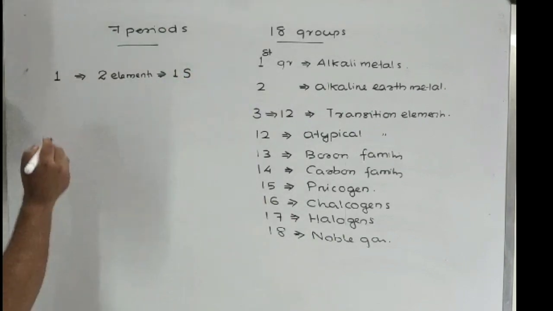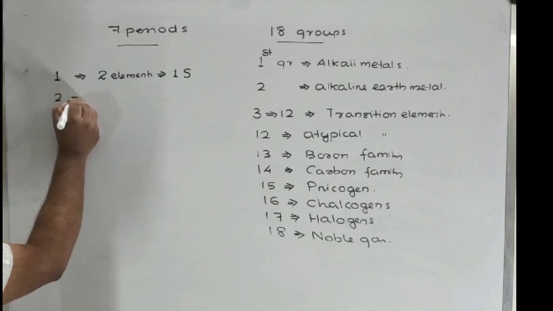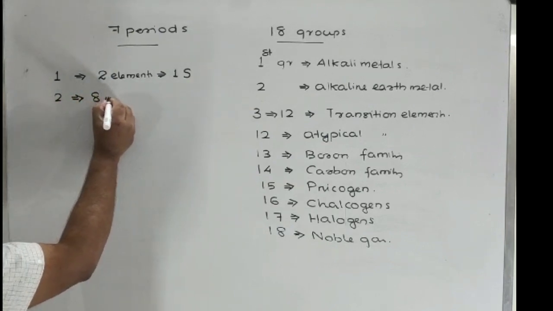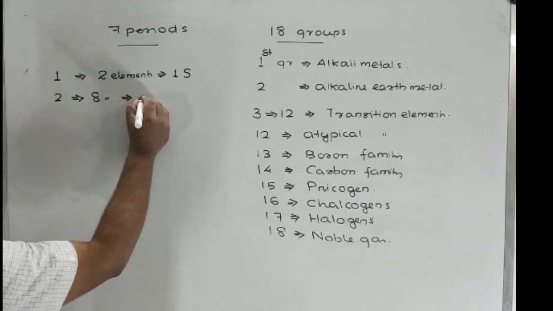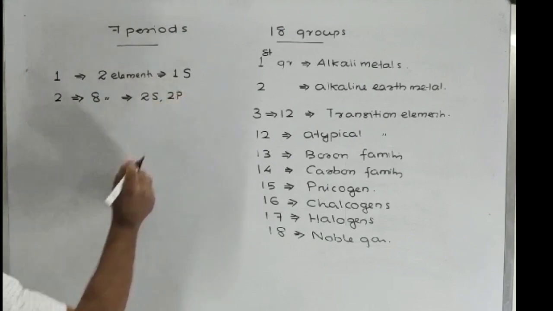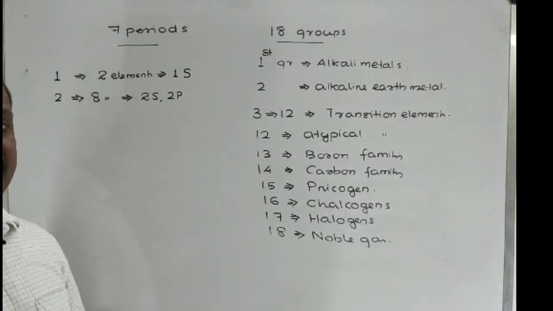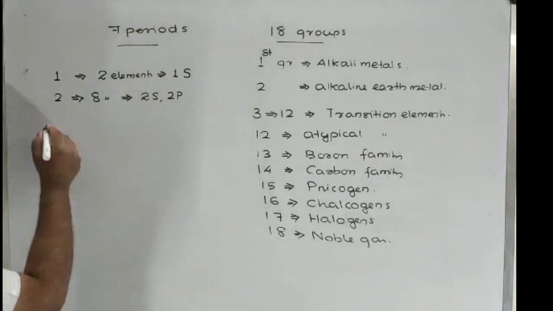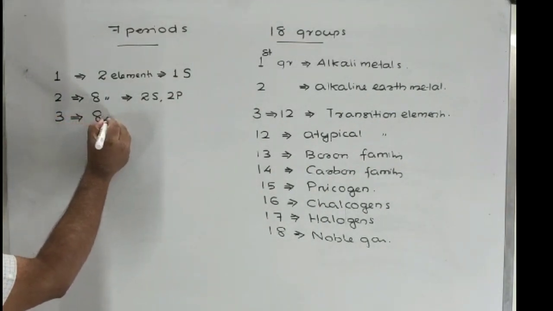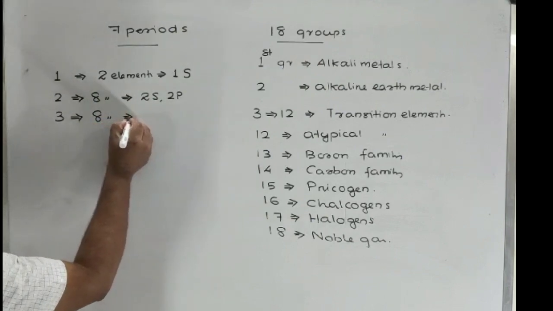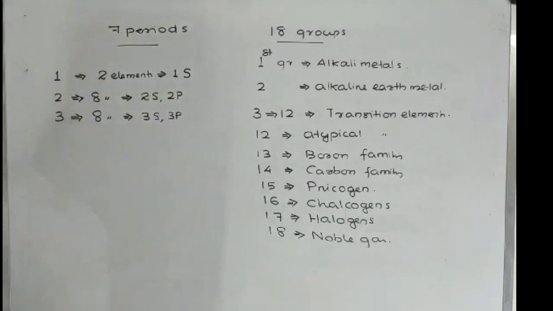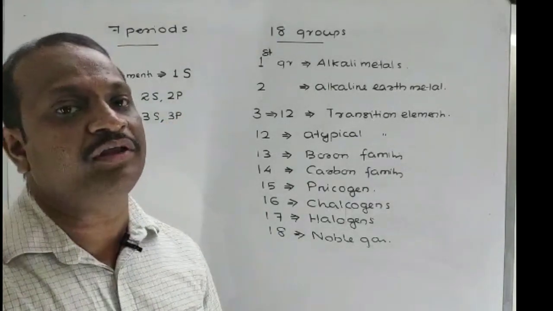Similarly, we can come down. Second period, how many elements are there? 8 elements are there. Why 8 elements? Because it corresponds to 2s and 2p, so a total of 8 elements can be accommodated there. Now the third period, how many elements are there? Again 8 elements, because it corresponds to 3s and 3p. You may ask one question: why is 3d not included there?